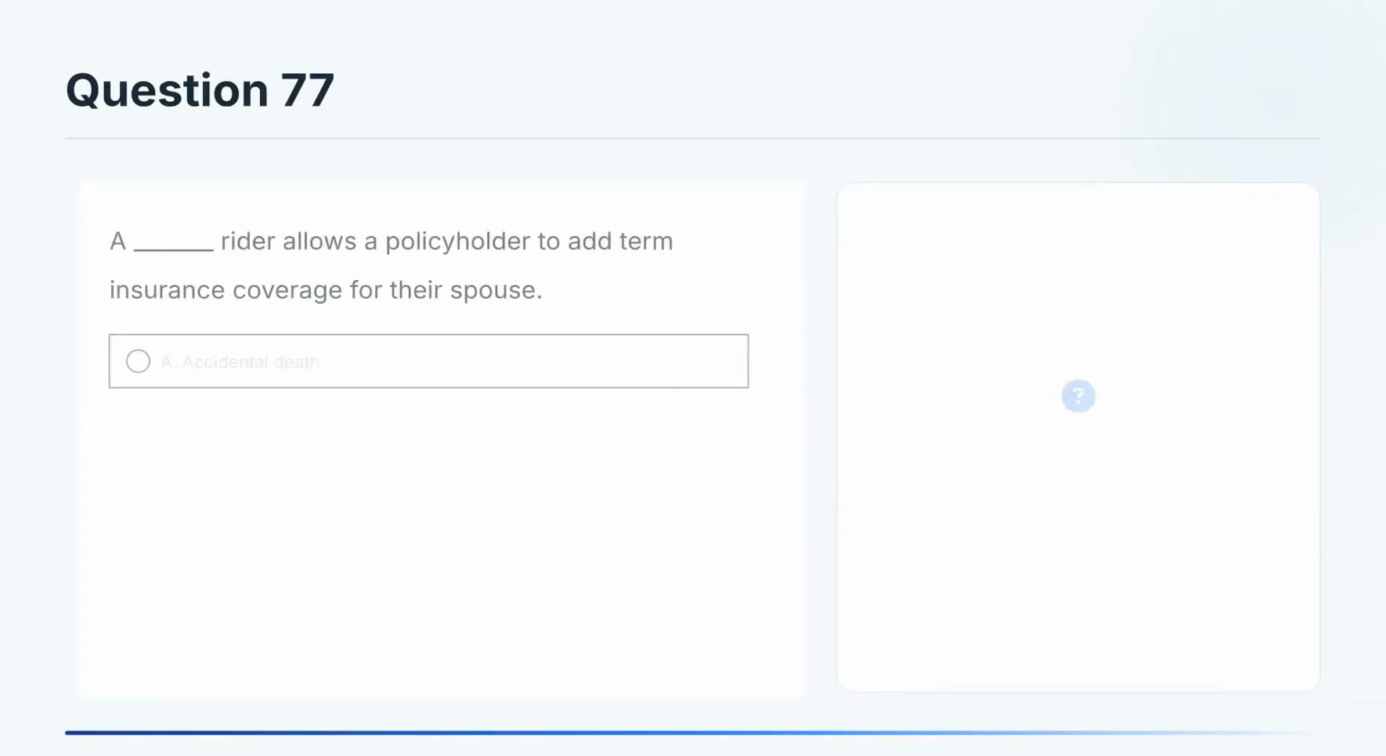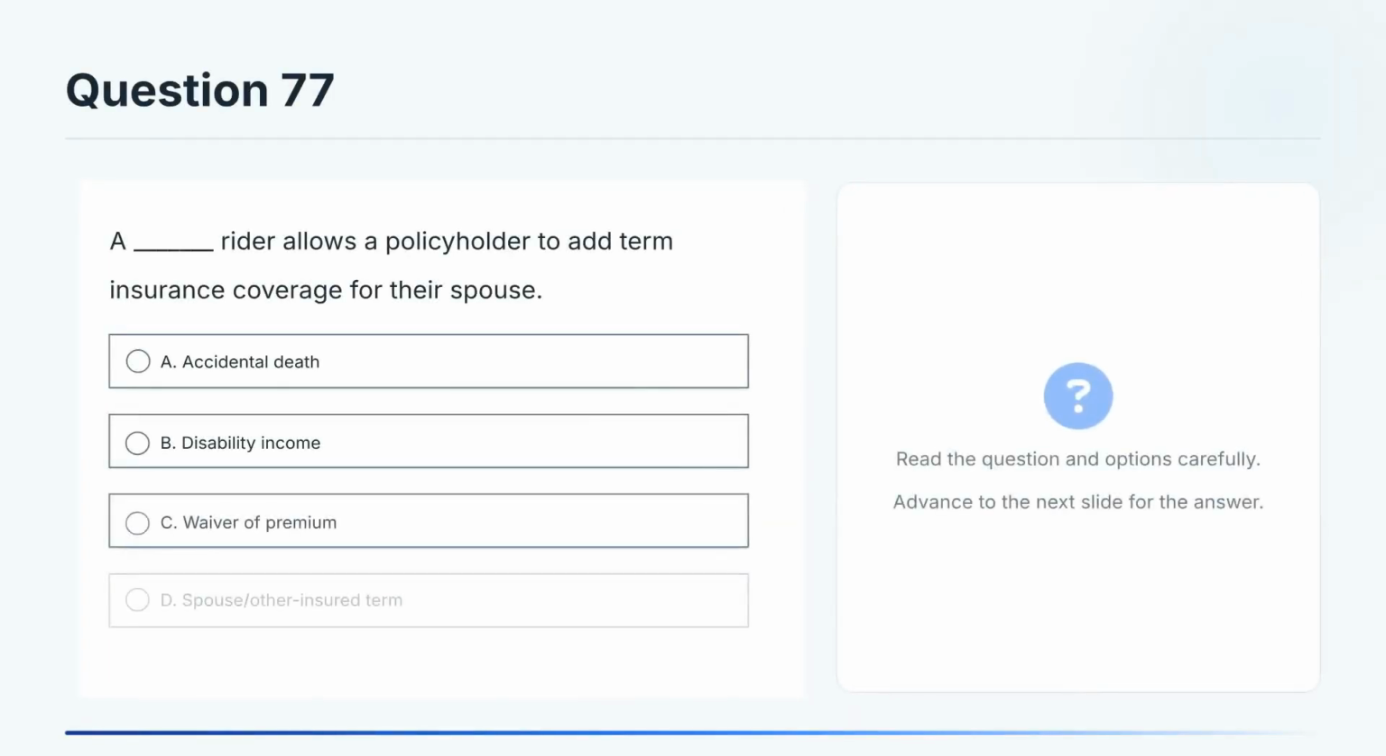Question 77. A blank rider allows a policyholder to add term insurance coverage for their spouse. A. Accidental death. B. Disability income. C. Waiver of premium. D. Spouse/other insured term.